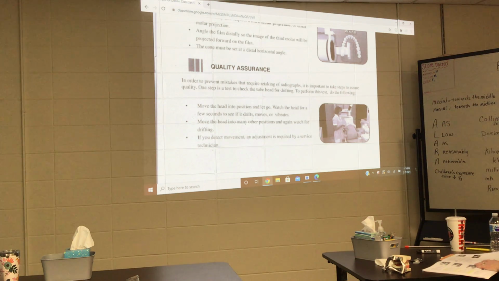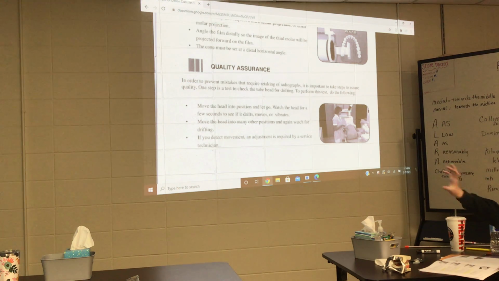Quality assurance. In order to prevent mistakes that require retaking of radiographs, it's important to take steps to assure quality. One step is to check your tube head for drifting. To perform this test, this is the way you do it. You move the head into position and let it go. Watch the head, and if it goes, you've got drifting. If it deviates from where you place it on its own, you've got drifting.